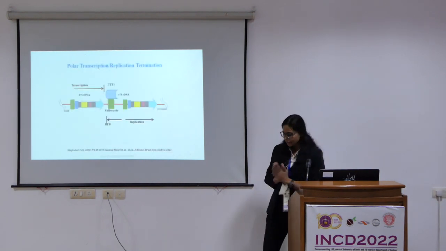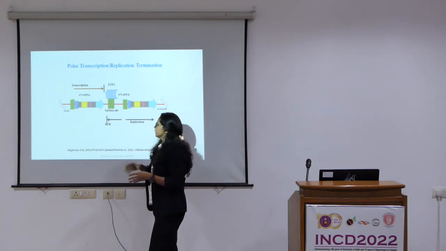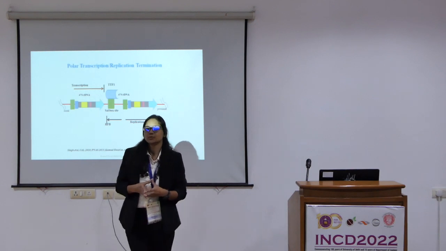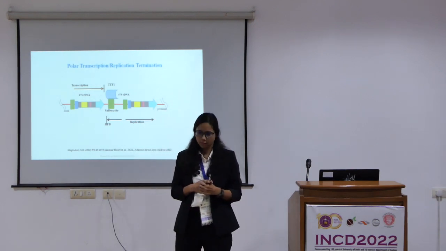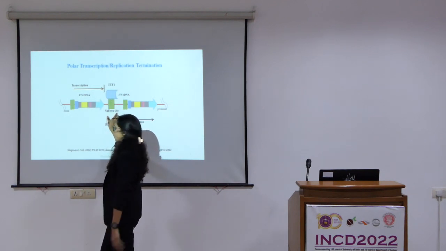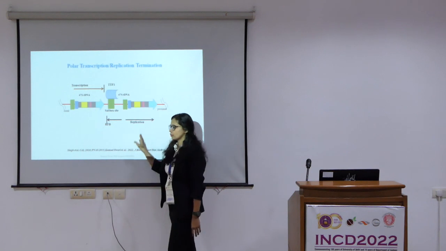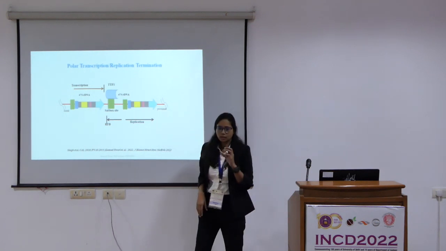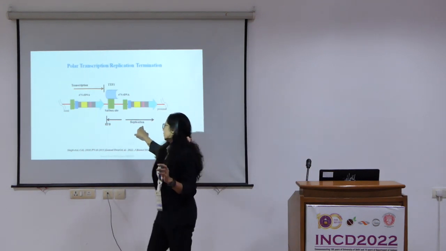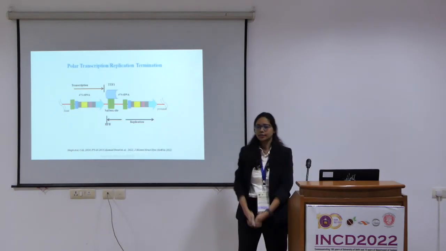So TTF1 became more important with the discovery that it plays a role in polar transcription termination or replication termination. In this figure you can see this TTF1 binds with this site, terminates transcription on one side and replication from the other side. By this, it prevents the replication-transcription interaction during RNA transcription.